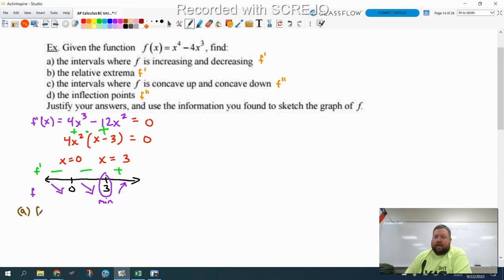So we're going to write out our answers for A and B. For A, f is increasing on 3 to infinity. And we know that because f prime is greater than 0 on that interval.